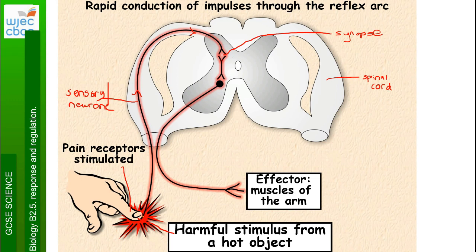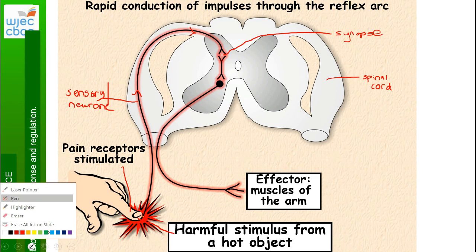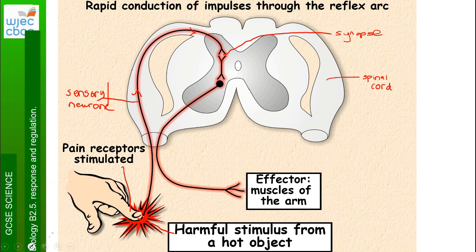So at the end of the sensory neuron then, the information is passed to the relay neuron. Now it's asking you to draw the relay neuron in blue, so I'm going to label that in blue. So this is the relay neuron here in the center of the spinal cord. So if you can draw that in. And again, at the end of the relay neuron, we have another synapse.